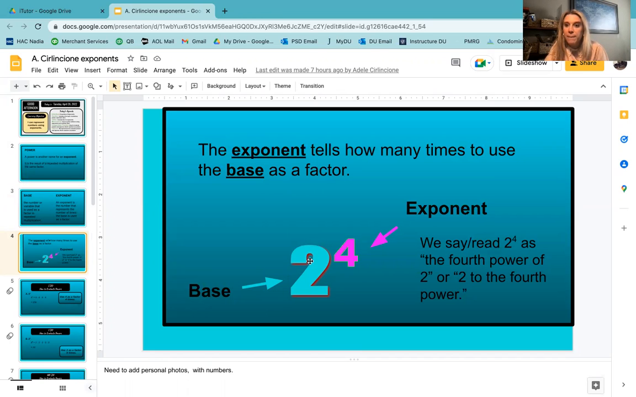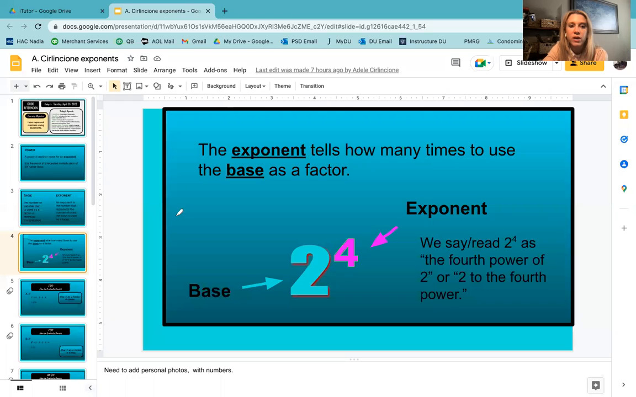So here, my big number, my base number is 2. My power, or my exponent, is 4. So this is very important because we can read this as 2 to the power of 4, or the 4th power of 2, or even 2 to the 4th power. So what this means is I have 2 multiplied by itself a total of 4 times.